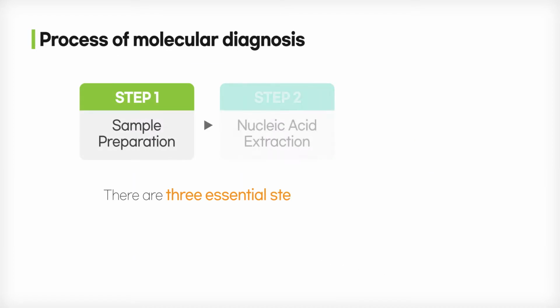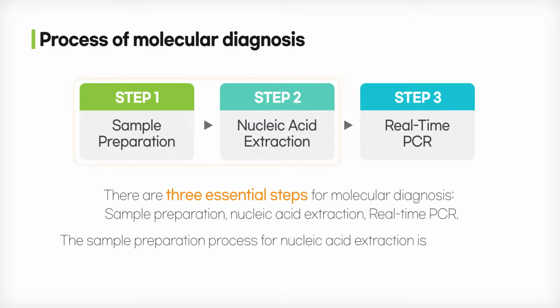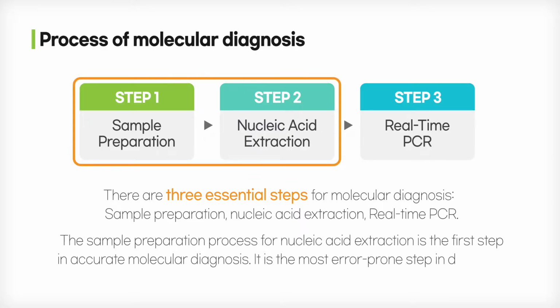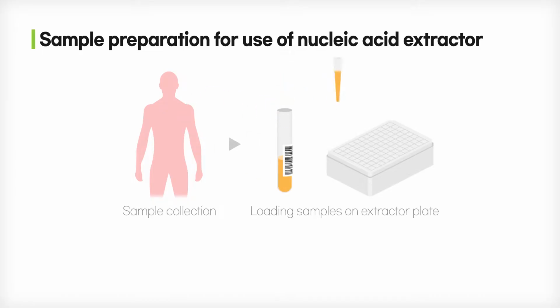There are three essential steps for molecular diagnosis: sample preparation, nucleic acid extraction, and real-time PCR. Among them, the causes of diagnostic errors are most likely to occur in the first step, preparing samples for nucleic acid extraction. When using an automatic nucleic acid extractor, the sample preparation step involves collecting a sample and loading them in a well of a plate.